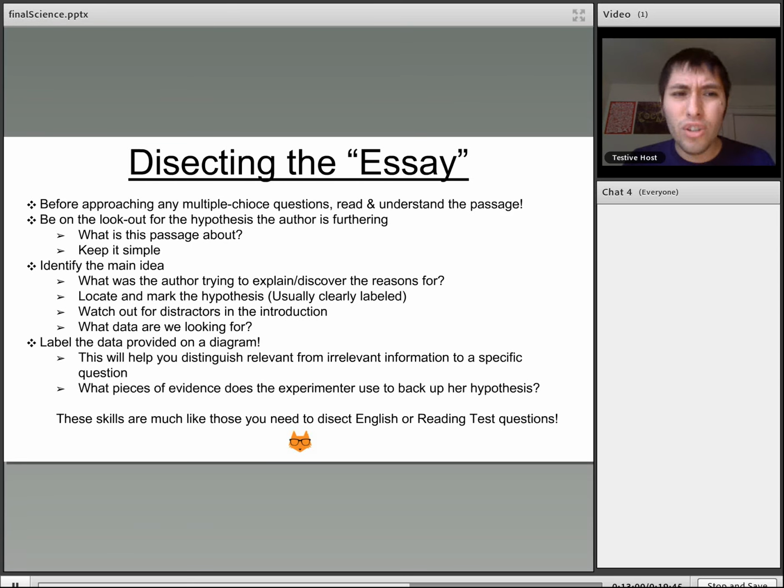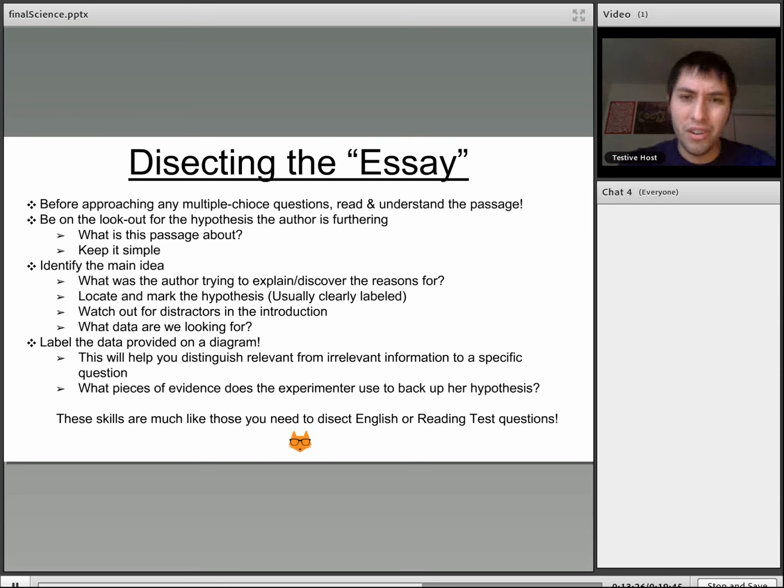And be on the lookout for the hypothesis the author is furthering. It's usually not that difficult to find for this sort of question, which is a great relief for those of you that struggle finding thesis statements in ACT reading questions, for example. But it's important to just keep in mind the same sort of questions. What is the passage about? And keep that simple. What's just a general topic we're discussing?